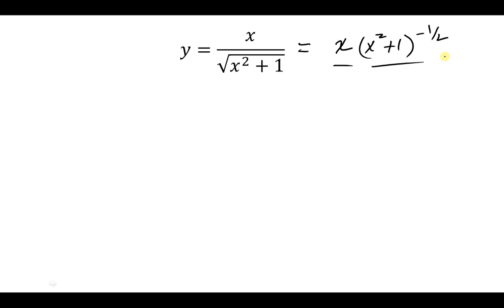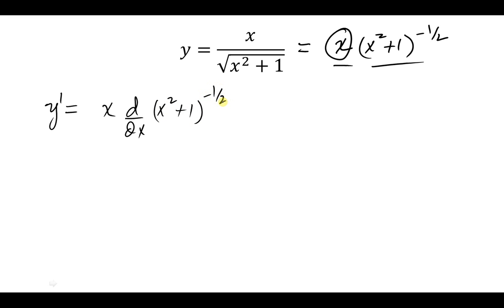Okay, let's work this problem. The derivative using, first of all, the product rule is going to be the first, which is x, times d dx of x squared plus 1 to the minus 1/2 power, plus the second, which is x squared plus 1 to the minus 1/2 power, times the derivative of the first, which is just 1. Derivative of x is 1.